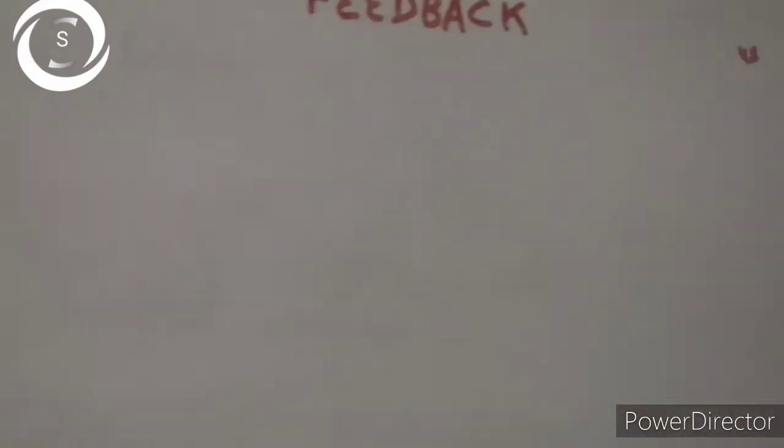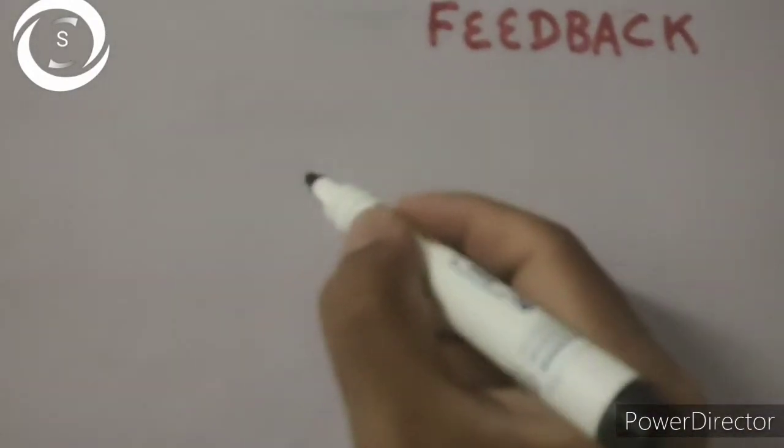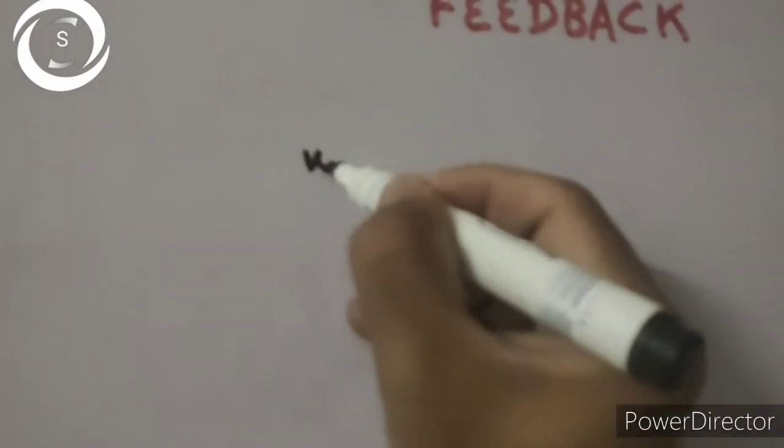In reflection, you reflect upon your own work and how you should improve the act, whereas in feedback you observe someone else's work. Now we can discuss feedback: what is feedback, why feedback is given, who should give feedback, and how it should be given.